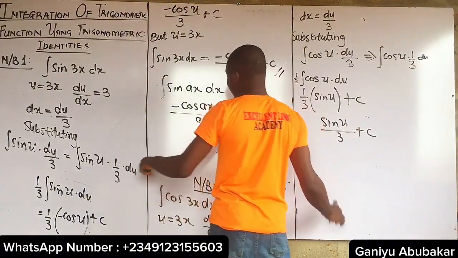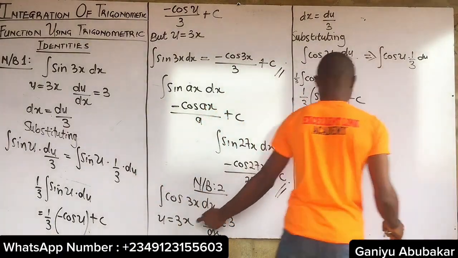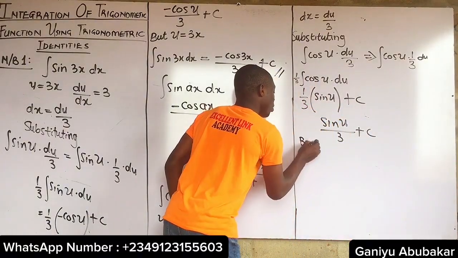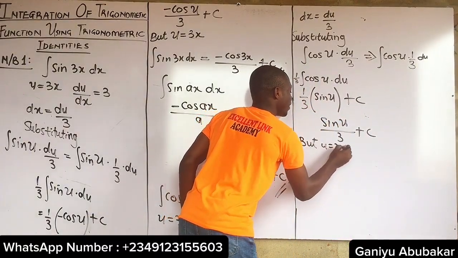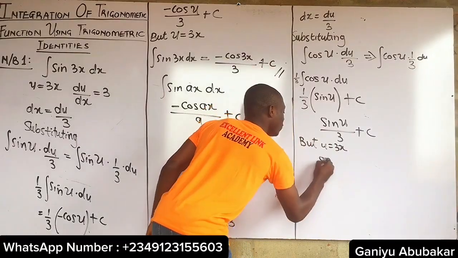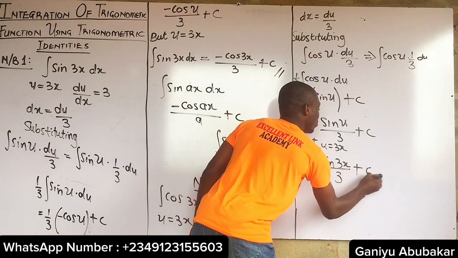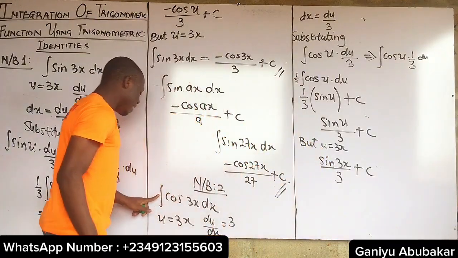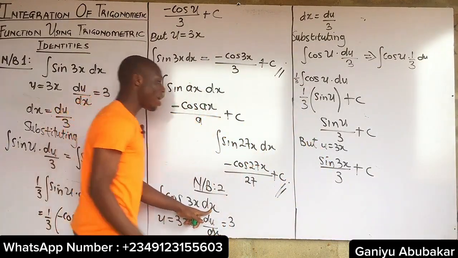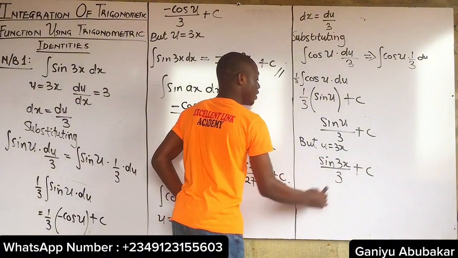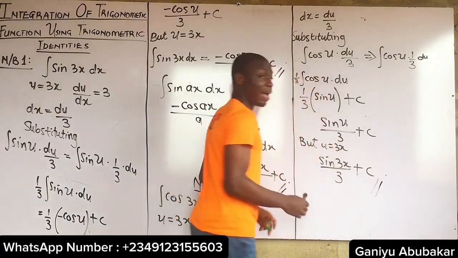What's u? We said u was 3x. Put 3x here. I'll have sine 3x all over 3 plus c. So if I integrate cos 3x dx, I'll have sine 3x over 3 plus c as my answer.